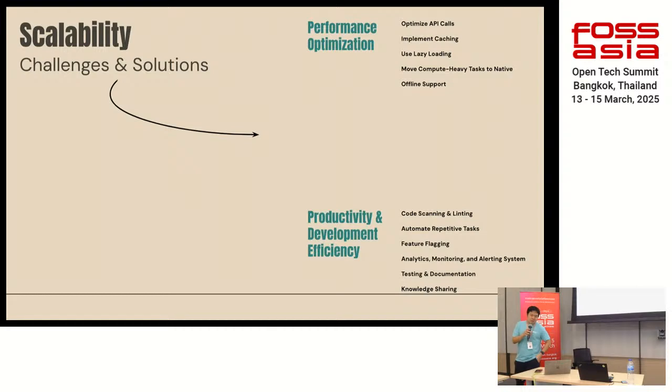So for scalability, in a mobile application we have to be concerned about 2 things: performance optimization and productivity efficiency. As I mentioned, your work will get slower and slower. The first one, performance optimization, is about API calls. You don't treat your server like a God server where you can go crazy on every page, calling multiple APIs without thinking about the resources. You have to think about it, like caching, lazy loading, and offline support.